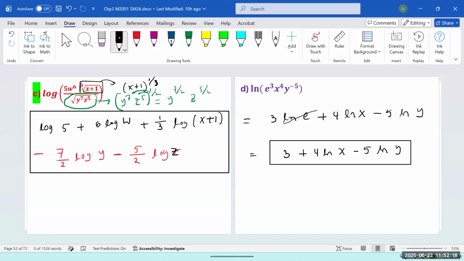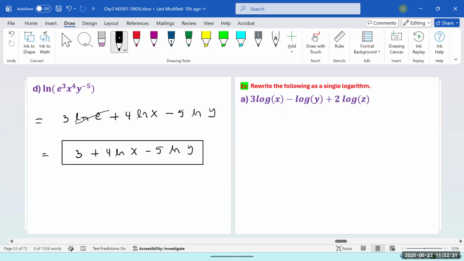And the next topic is the reverse version. If the expanded version is given, you have to write it as a single log, just going backward. For example, here we have the expanded version, meaning we have multiple logs. We don't want to see multiple logs, we want to see a single log. So based on the sign, we put them together. Every plus sign goes on the numerator, every minus sign goes in the denominator.